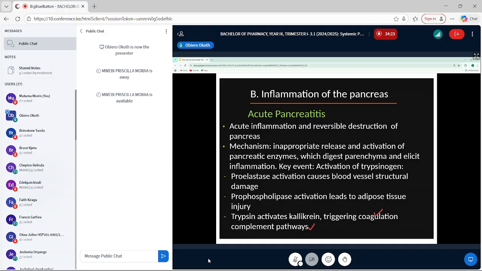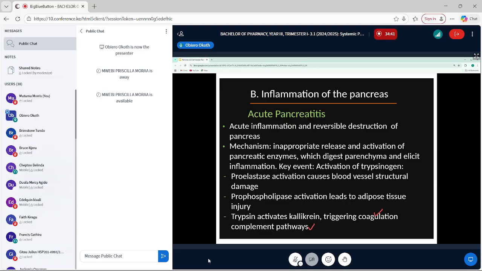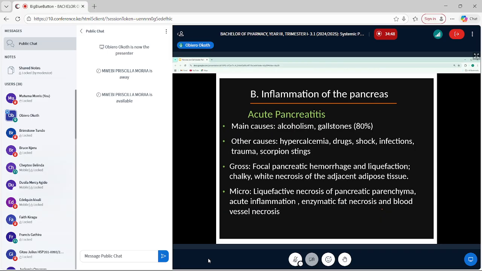You also have persistent activation of the inflammatory pathways. So acute pancreatitis will most likely be from failure of these four mechanisms. And trypsin activation is the key event. Inadvertent trypsin activation. The main causes, if you're asked, alcoholism and gallstones, 80%. And you can see these are common.